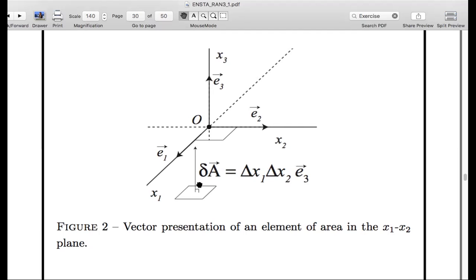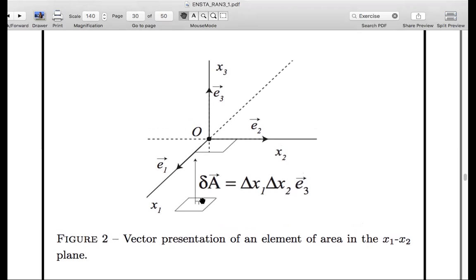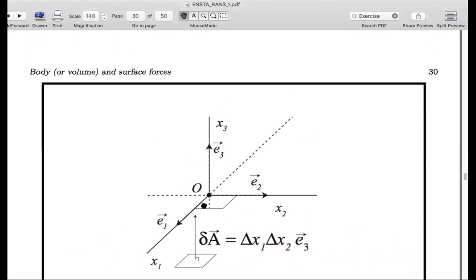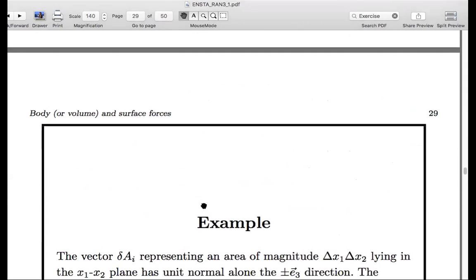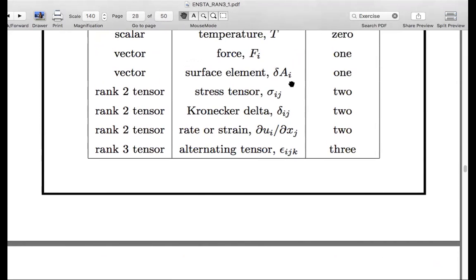The direction is a unit vector pointing orthogonal to the surface. So there's my little vector pointing parallel to the z, or x3, axis. The direction of this delta A vector, the area vector, is in this particular case along the x3 axis. Of course, I chose that just as an example that's a little bit easier to draw. You can imagine a little area pointing in any direction. So that's how areas can be represented as vectors.